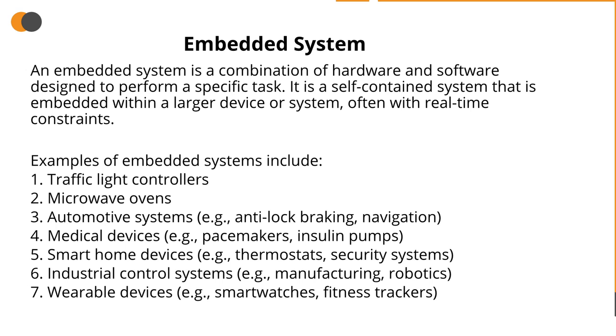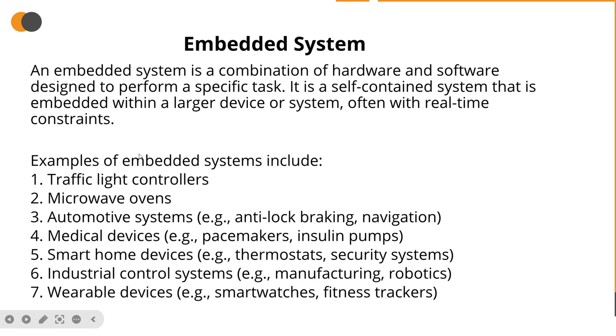Embedded systems. An embedded system is a combination of hardware and software designed to perform a specific task. It is a self-contained system that operates within a larger system or device. Embedded systems are used in various applications such as consumer electronics, industrial control systems, and medical devices.